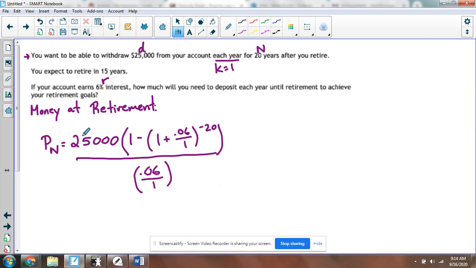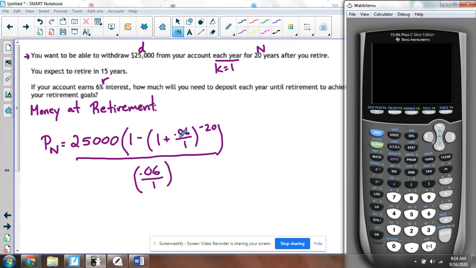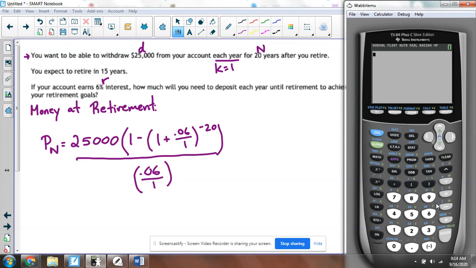So this is going to tell me how much I need in the account at retirement so that I can have this goal. I'm going to start with the innermost fraction here. I'm going to do 0.06 divided by 1, which is just 0.06. Then I'm going to add 1 to that, still in these small parentheses. Now that's this whole thing here, so I'm going to take that and raise it to the power of negative 20. That's everything except for the 1 minus, so I'm going to do 1 minus my answer. Then that's this whole parenthesis right here.